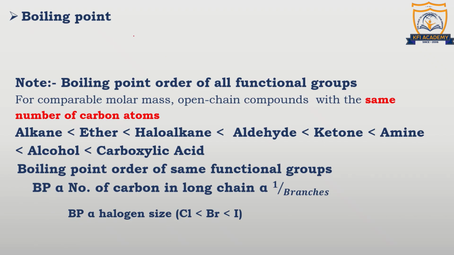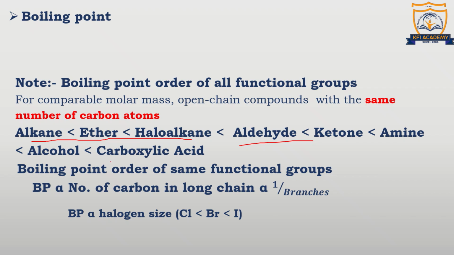And boiling point. One question we can expect: which has the higher boiling point and why? So this is the order. Kindly remember this order: alkane, ether, haloalkane, aldehyde, ketone, amines, alcohol, carboxylic acid. This is the boiling point order, and a very important thing: it is applicable only for comparable molar mass, open chain compounds with the same number of carbon atoms. In case of different numbers of carbon atoms, kindly don't follow this one.